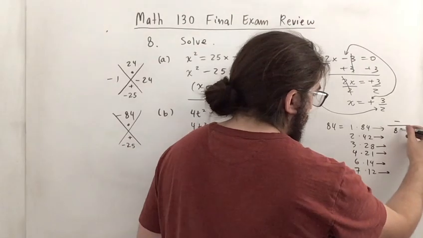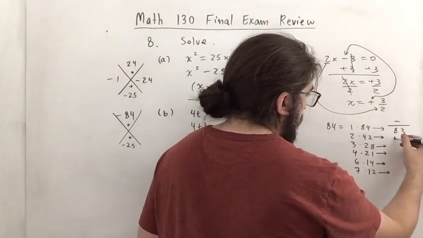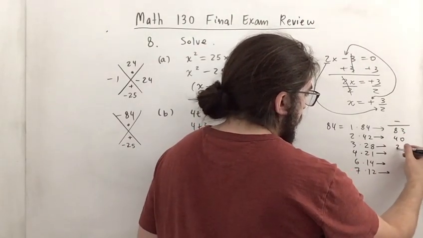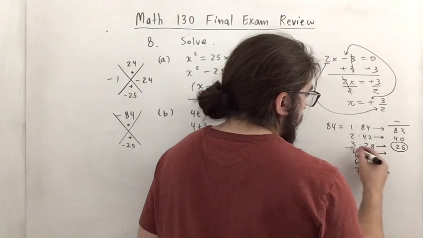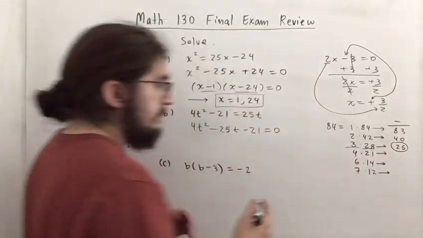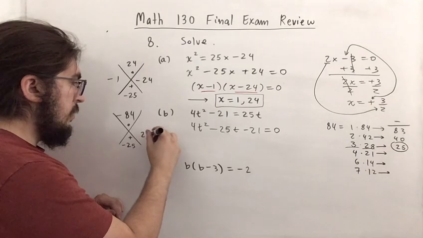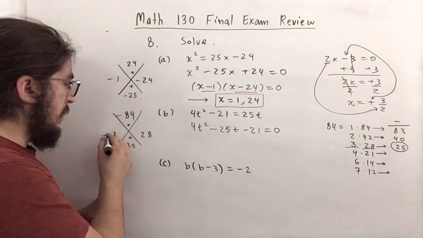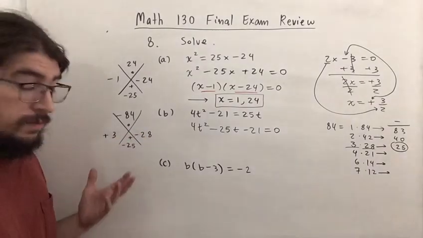84 minus 1 is too large. 42 minus 2 is too large. 28 minus 3, there's our guy. So we're going to use 3 and 28. Perfect. So 3 and 28 work. To set the signs up right, that's positive and negative. We'll do the trick.